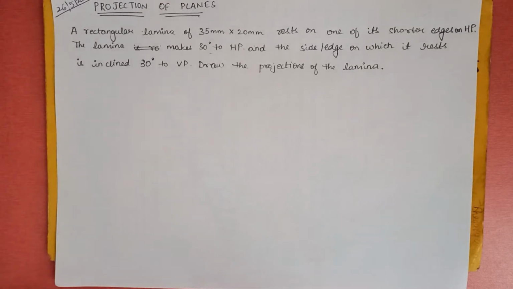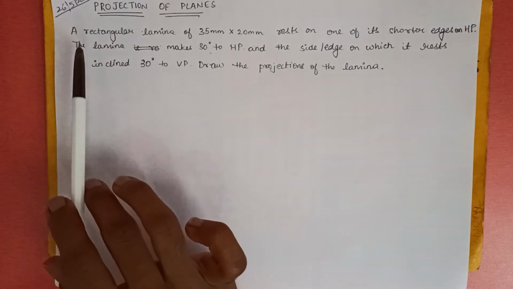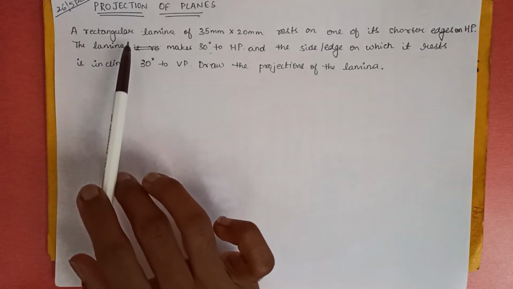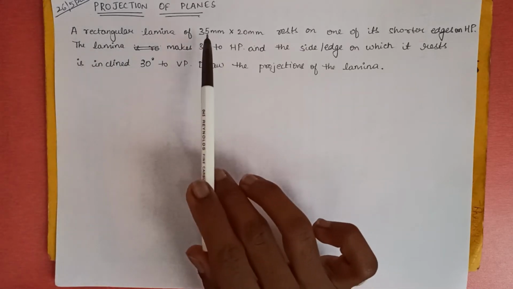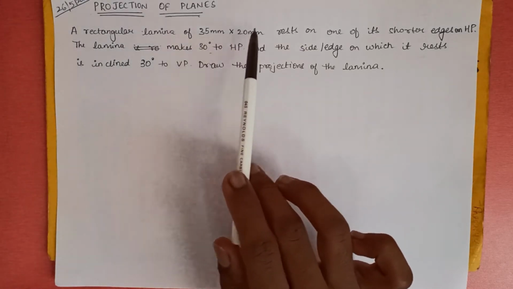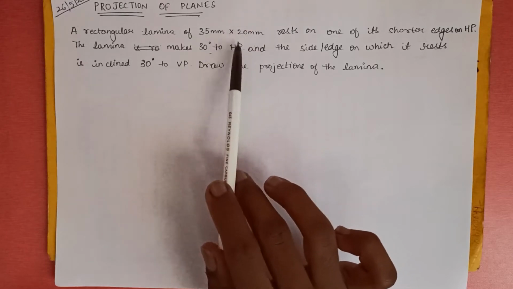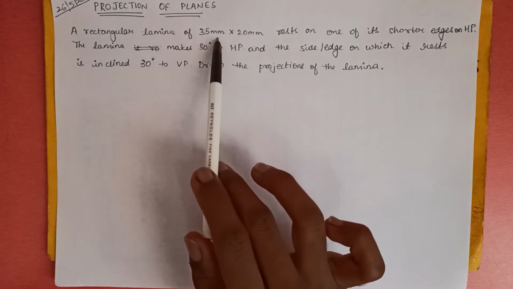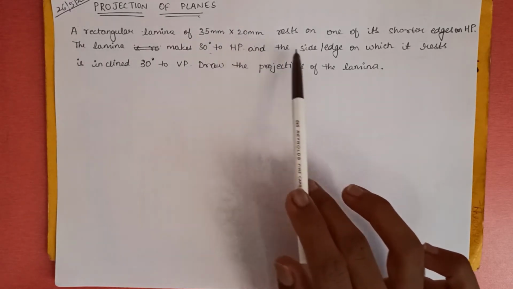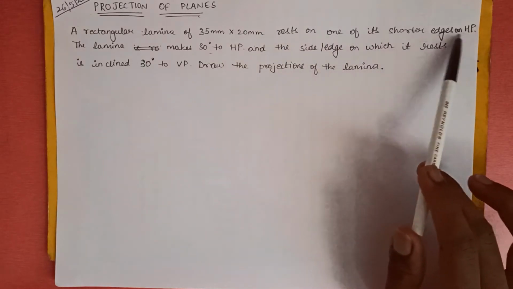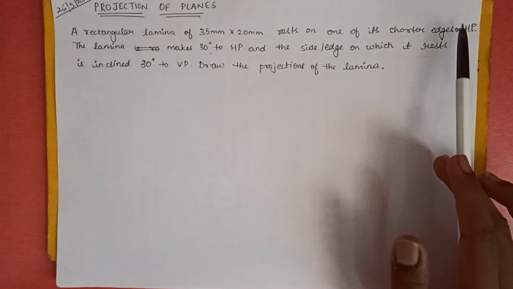Now, if you look at this question, they have asked us to draw a rectangular lamina. Okay, this is the first clue. And they have given us the dimensions, that is 35 mm into 20 mm. The shorter edge is 20 mm and the longer edge is 35 mm. This is the length and this is the breadth. Rests on one of its shorter edges on HP. Now this much is enough to start with the problem.